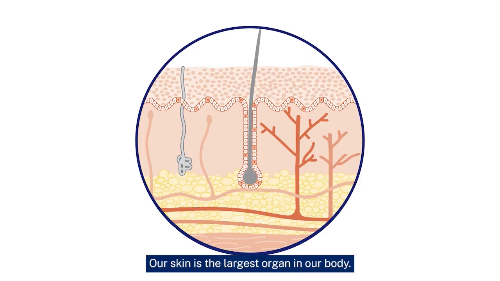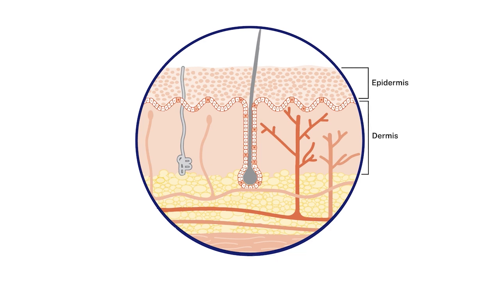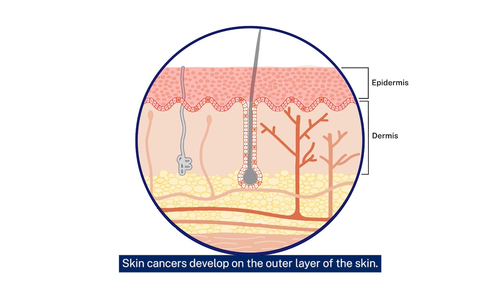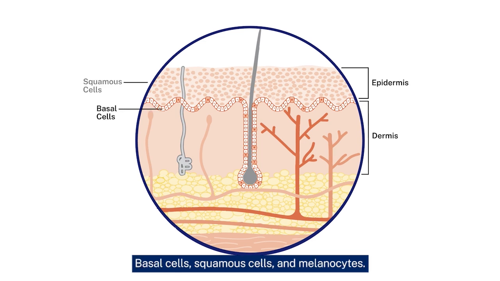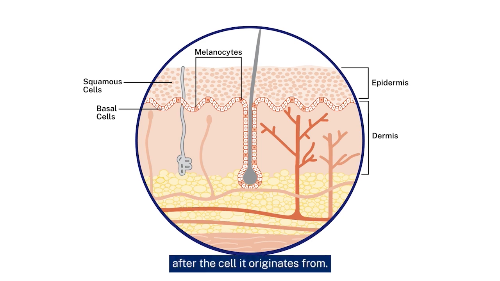Our skin is the largest organ in our body. It is made up of 2 main layers, the epidermis and the dermis. Skin cancers develop on the outer layer of the skin. This layer is called the epidermis. The epidermis contains 3 different types of cells: basal cells, squamous cells, and melanocytes. The skin cancer is named after the cell it originates from, meaning there are 3 types of skin cancer.